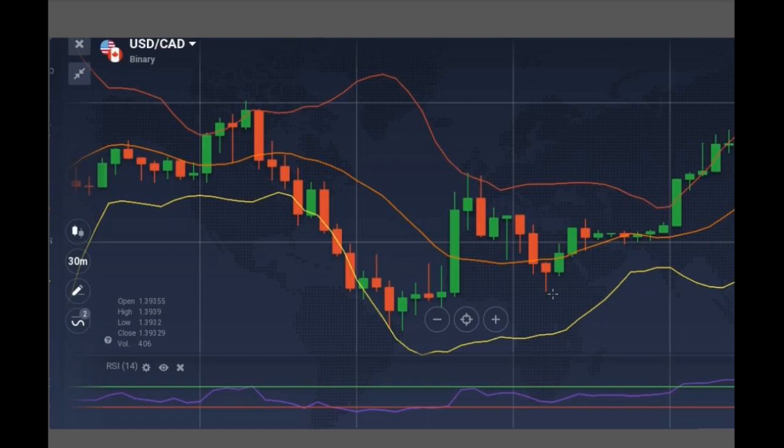I love this currency pair. USD CAD is a very nice candlestick. It is a very nice currency pair because the patterns are quite predictable and they repeat themselves well. Okay, so now you want a breakthrough.